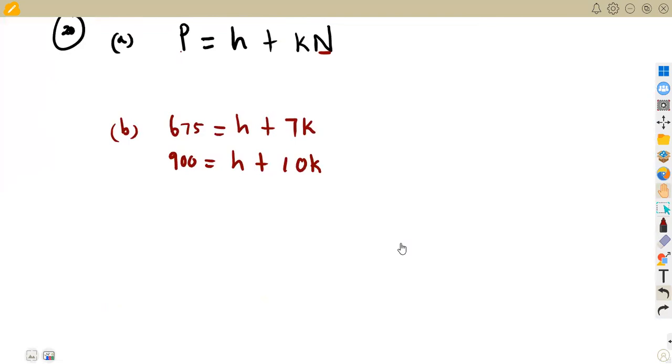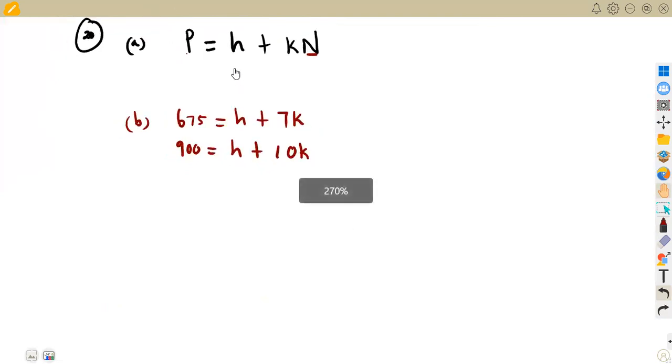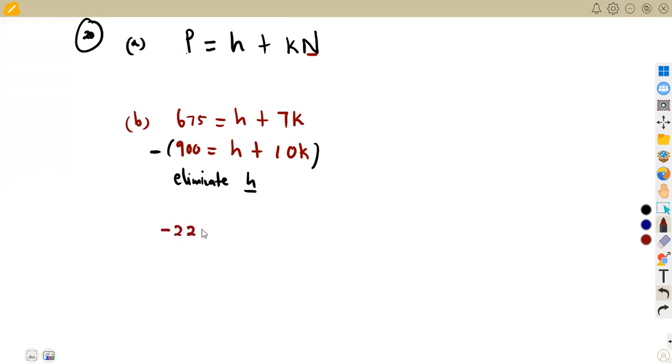So with these two equations, how are we going to solve for H and K? This time we can consider directly eliminating H, because on the H's, you can see these two are the same. So you can simply eliminate H in the first place. How? By subtracting. So if we subtract, what are we going to have? 675 minus 900. This is going to give us negative 225. We subtract properly. H minus H, that's a 0 already. So 7K minus 10K, 7 minus 10, is going to give us minus 3K.